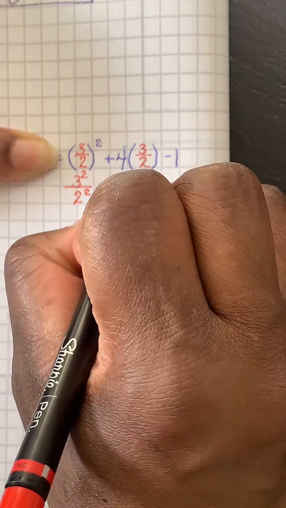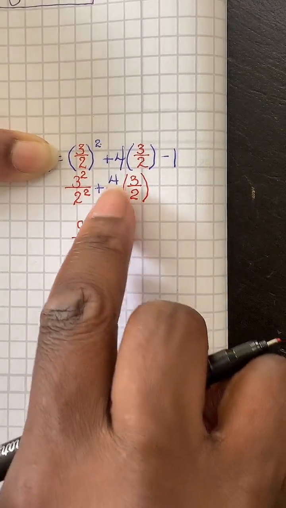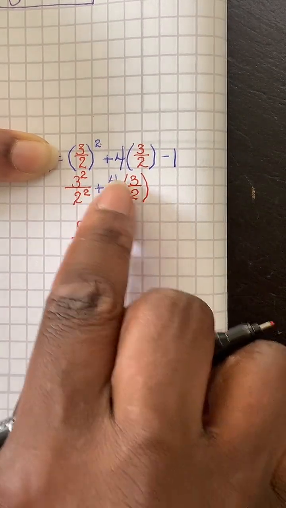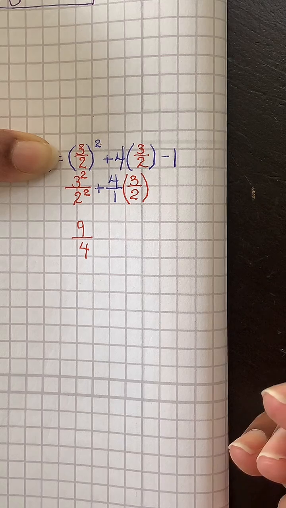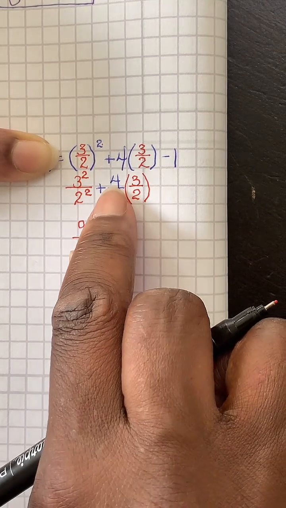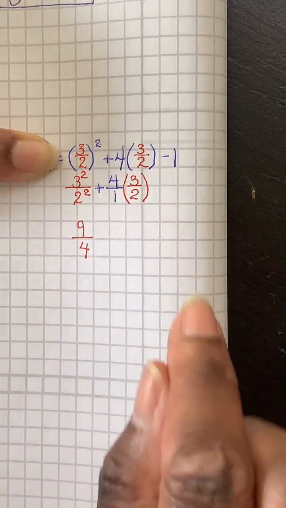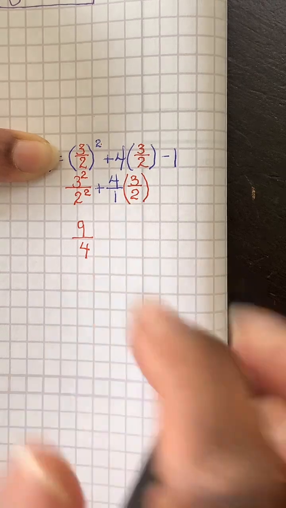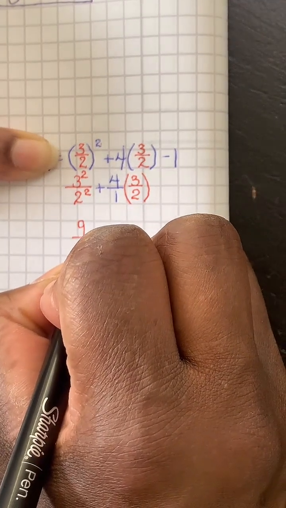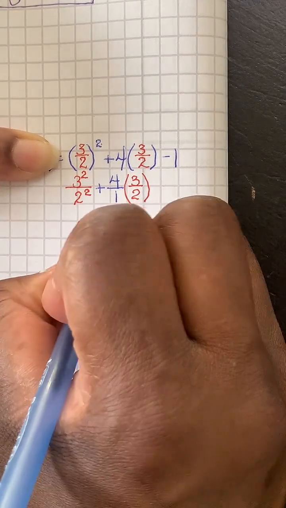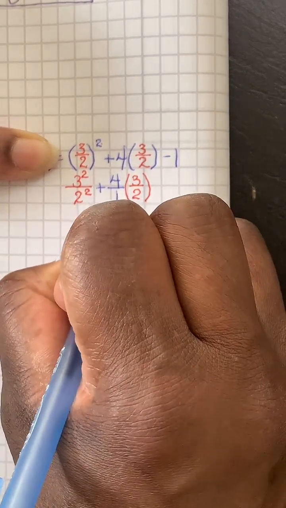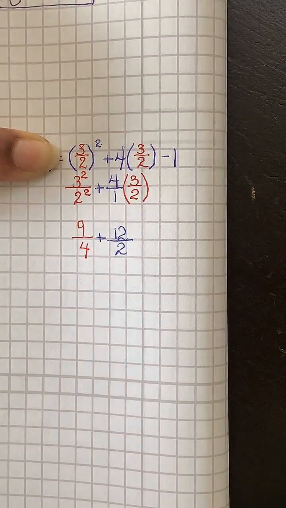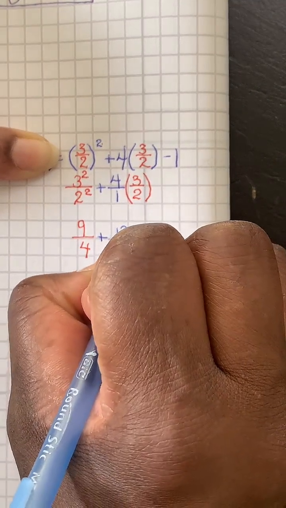So remember what we did earlier. You can either multiply straight across, then simplify, or you could cross simplify, then multiply. So if you want to, you can do 4 times 3, which gives us 12, and then 2 times 2. So we get our 12 over 2. Okay, then we bring down our minus 1.